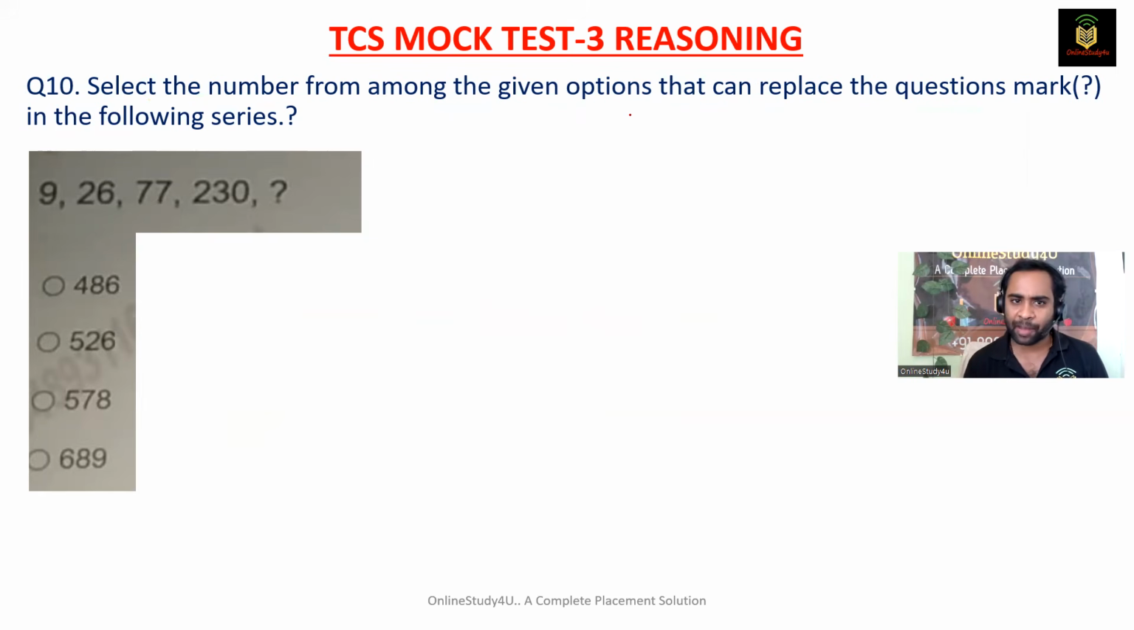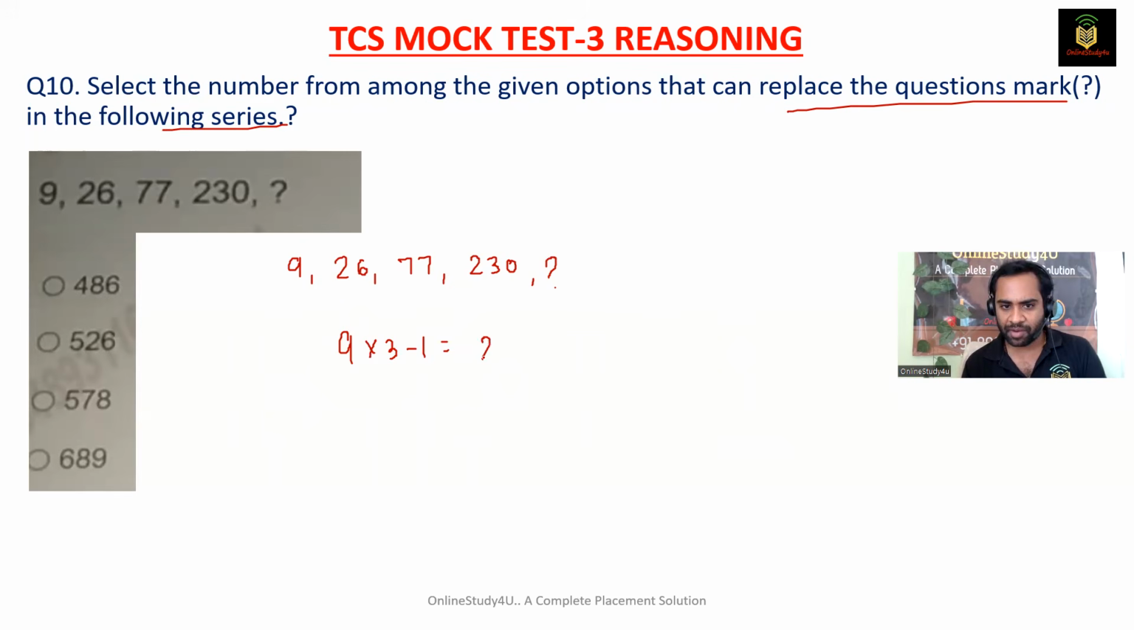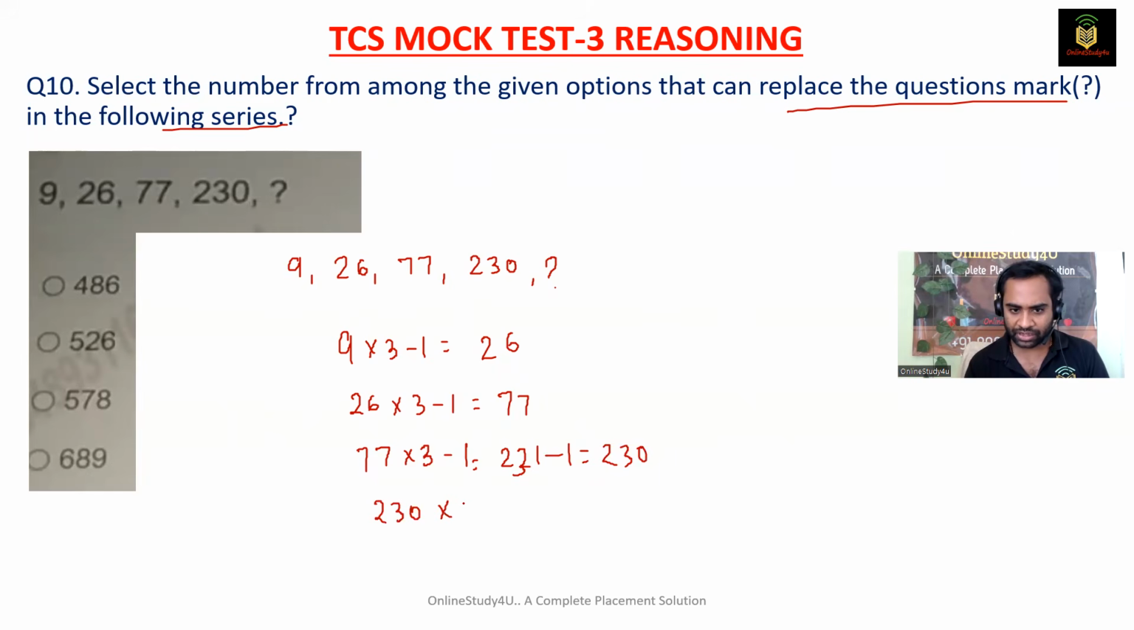Now select the number from among the given options that can replace the question mark in the following series. We have 9, 26, 77, 230, and then what? My dear friends, here what I could see is 9 into 3 minus 1: 27 minus 1 is 26. Then 26 into 3, 78 minus 1 is 77. Then 77 into 3, 231 minus 1 becomes 230. And then 230 into 3 minus 1: 690 minus 1 is 689.